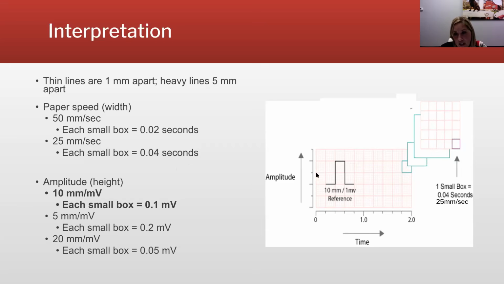So speed, or time, is this way, and then amplitude, or height, is in this direction. If the gain is set at 10 millimeters per millivolt, which is the standard gain, they should all be set there, then each of these little boxes is 0.1 millivolts.